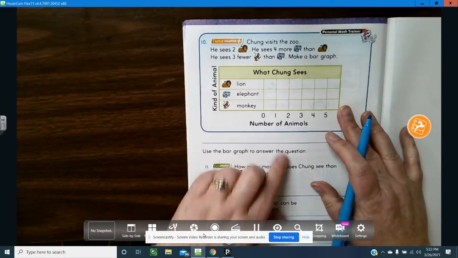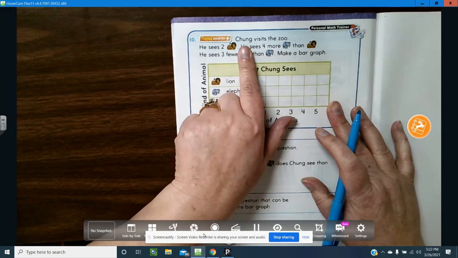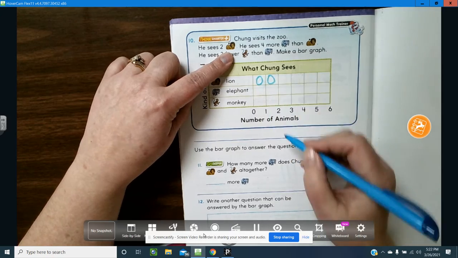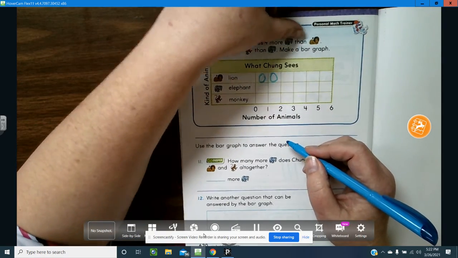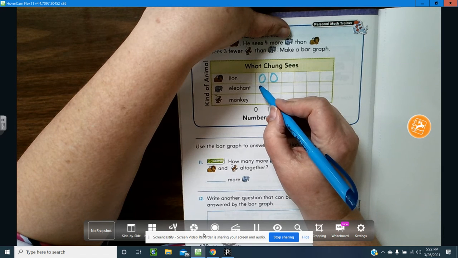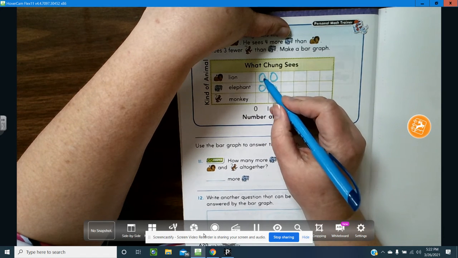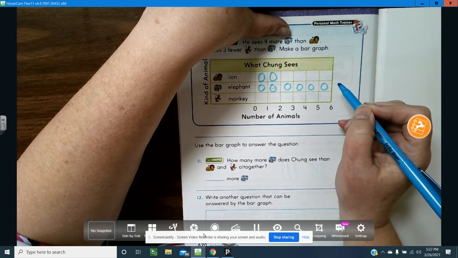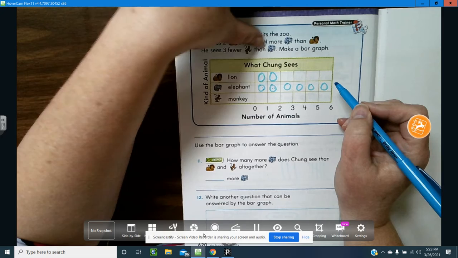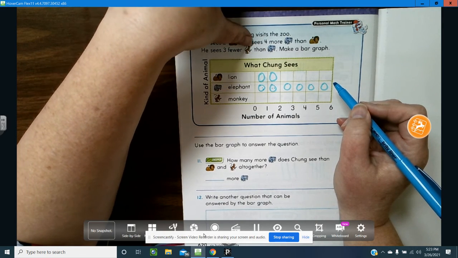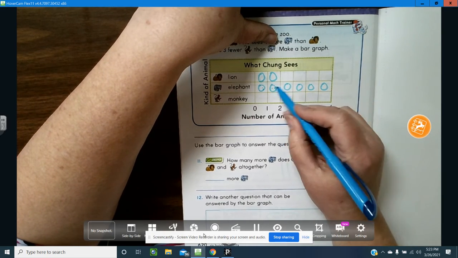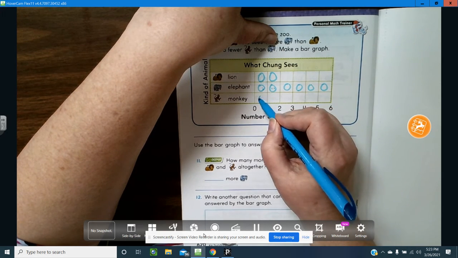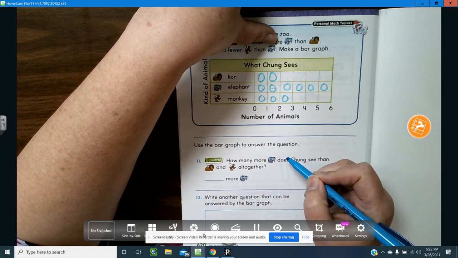Turn the page. And we have one more little chart here. It says, Chung visits the zoo. He sees 2 lions. I'm going to draw my 2 lions. He sees 4 more elephants than lions. So here he has these 2, plus he sees 4 more. That makes 6. 2 plus 4 more. He sees 3 fewer monkeys than elephants. So now we have this big line of elephants, and we have to take 3 away. 6 take away 3, and that makes 3.